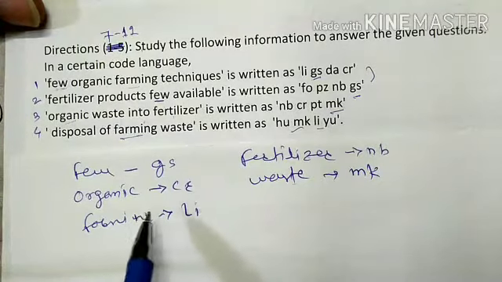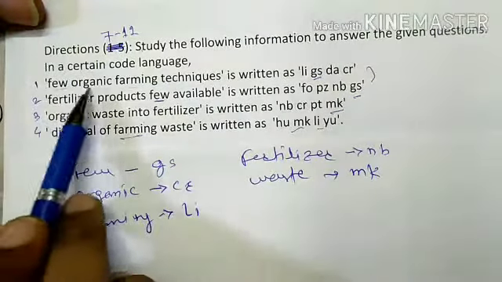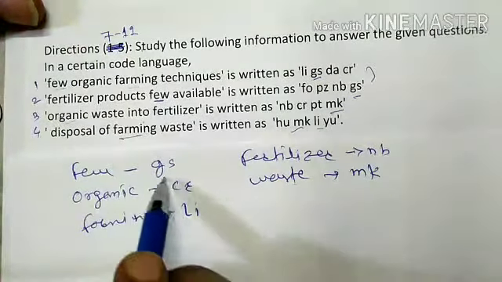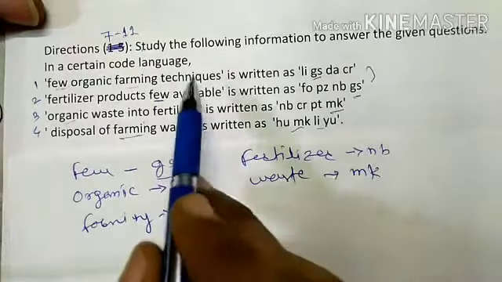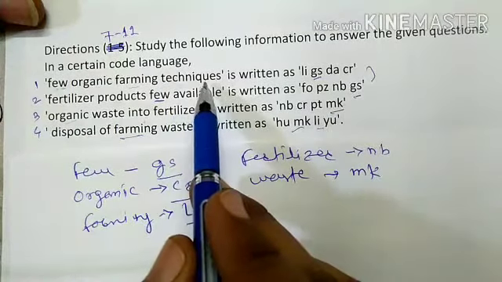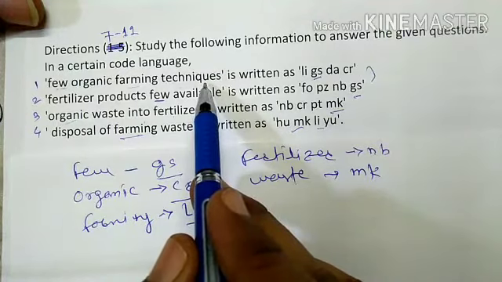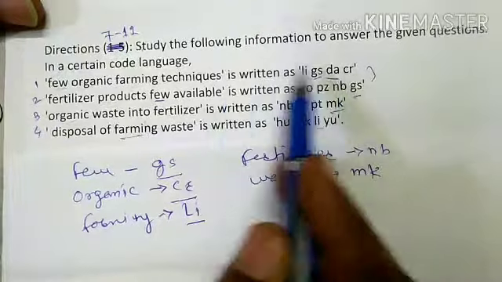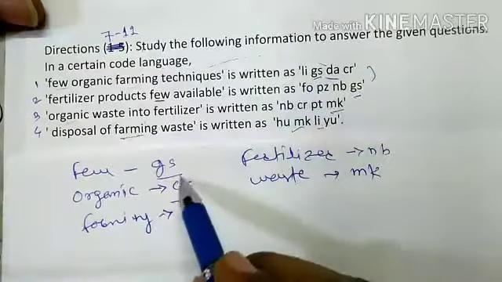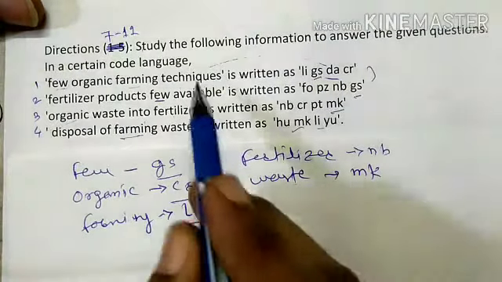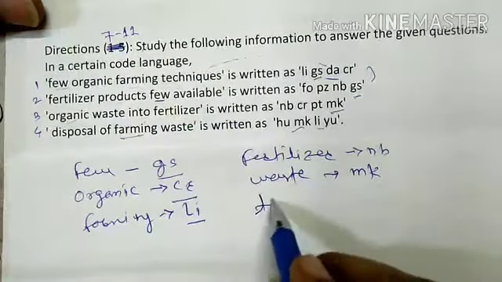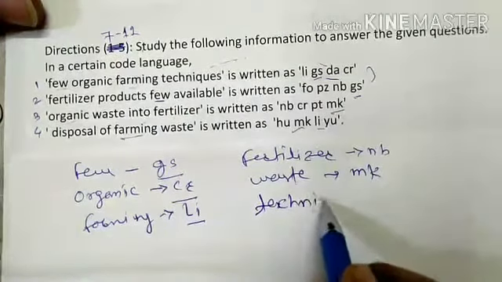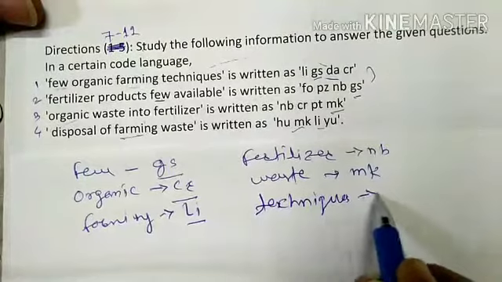Now one by one we will check the messages. In few organic farming, the codes are already known. Remaining is technique. The code is GSCRLI then DA, and DA is not available in the others, so the code for technique is DA.